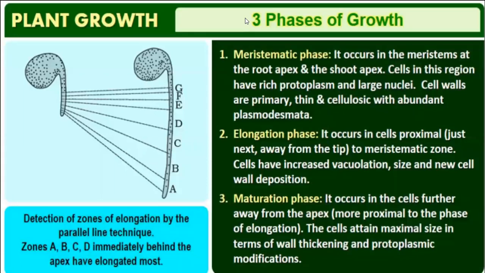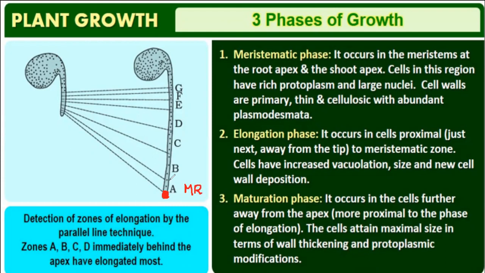One more thing. If you look at this particular diagram, you will be able to see the detection of the zones of elongation by parallel line techniques, A and B immediately behind the apex. Suppose this is the meristematic zone in the root tip. I already told you in my last class. My pen was not working. If this portion is the meristematic phase, this will be the meristematic region.